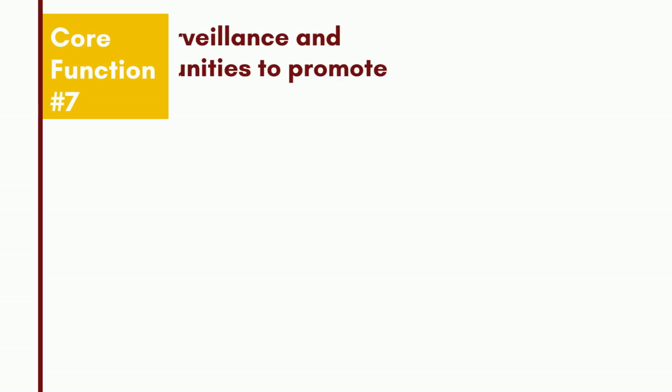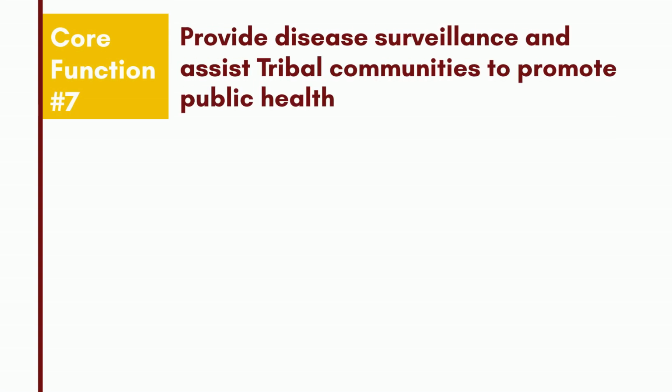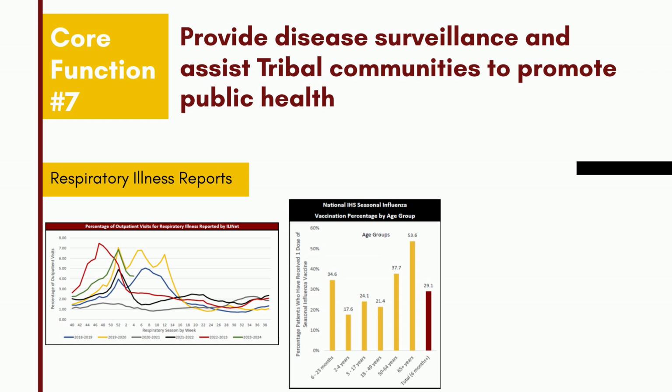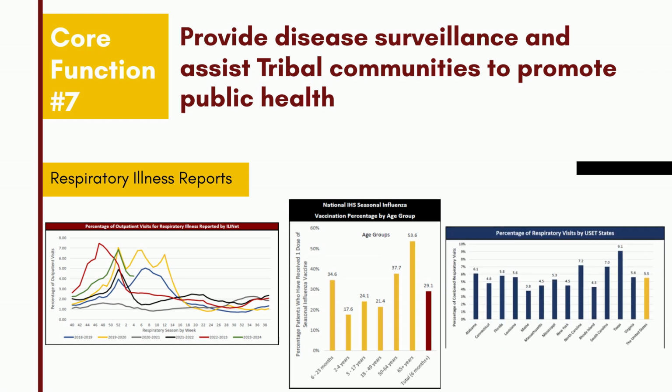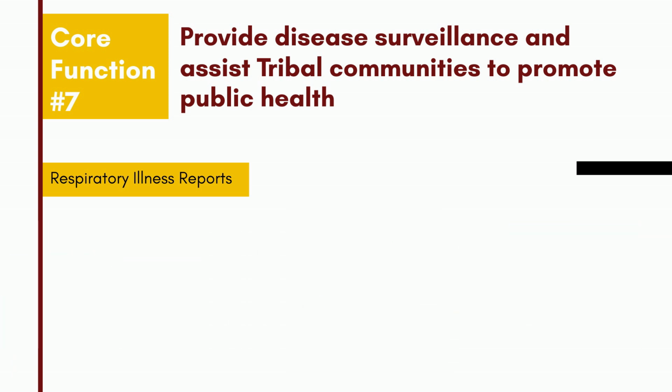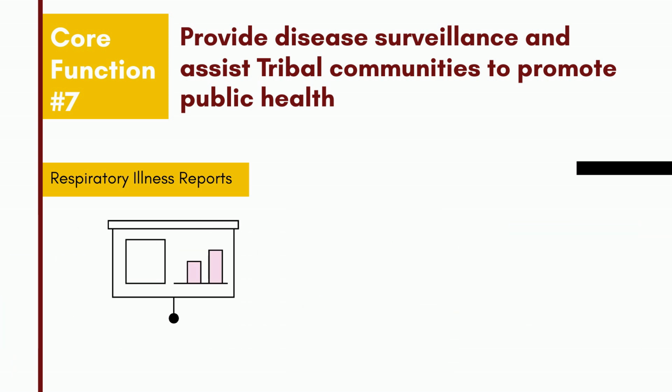Provide disease surveillance and assist tribal communities to promote public health. For example, the USET Epidemiology team offers seasonal respiratory illness reports. These surveillance reports monitor metrics related to vaccination, hospitalization, and incidents specific to the USET region and our member tribal nations. These reports can be used to promote public health efforts, such as encouraging vaccination or ensuring prevention measures are in place when necessary.